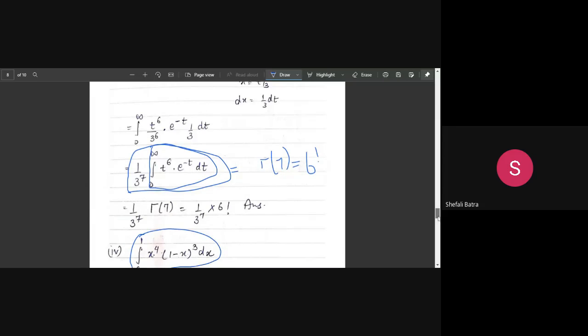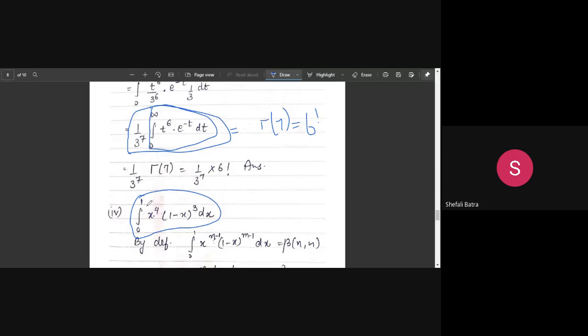Beta, right? Because the limits are 0 to 1. So that is equal to beta(4 plus 1, 3 plus 1), so that is equal to beta(5, 4). And I have told you the relation between beta and gamma function. So for evaluation of this integral, we need to apply the relation. We will convert the beta function into gamma. The relation was gamma m into gamma n divided by gamma m plus n.